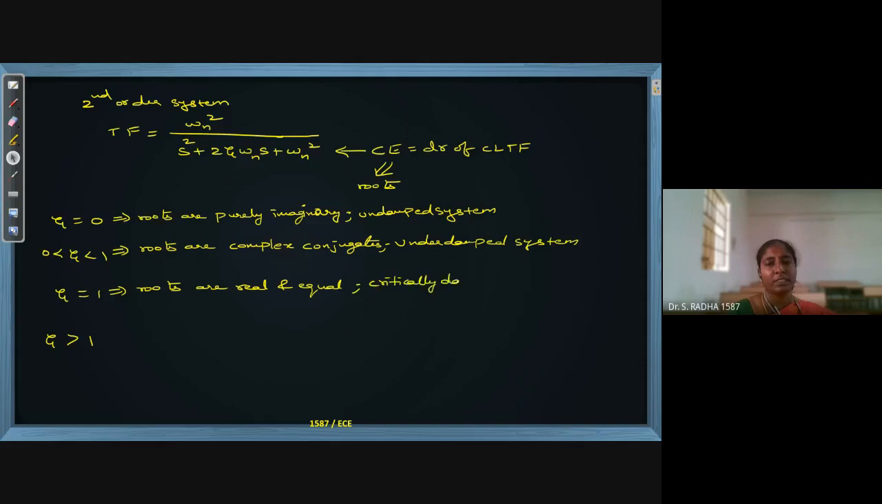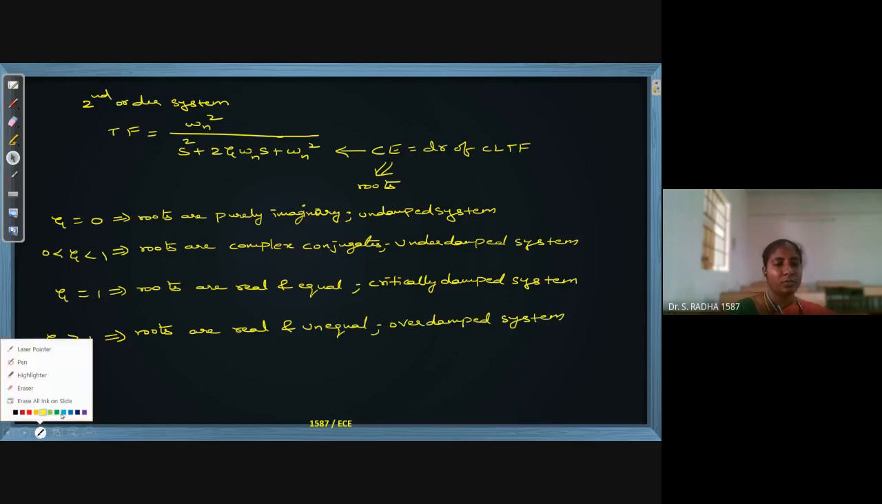We will have a number of questions based on this. That's why I'm writing it again. So if eta value is greater than 1, roots are real and unequal. In that case, it is called an overdamped system. Okay, this is about the roots.